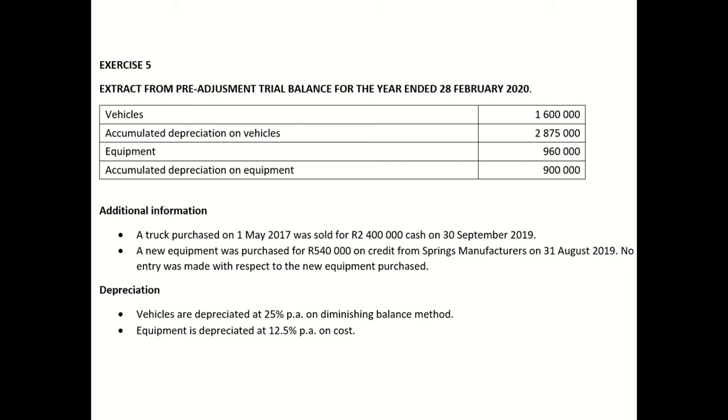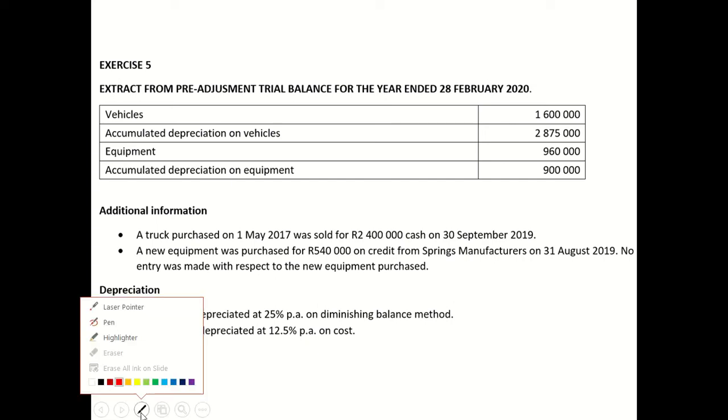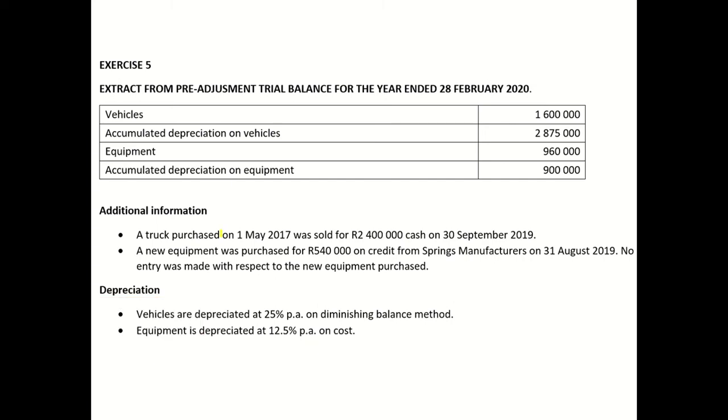Under additional information, it says truck purchased on the 1st of May 2017. Highlight the 1st of May 2017. It was purchased on the 1st of May 2017. Now, draw the 2018 financial year. You'll realize that the 2018 financial year starts on the 1st of March 2017 and then it ends on the 28th of Feb 2018, meaning that this asset was purchased 2 months into the financial year, which is March, April. So basically it was purchased on the 1st of May, which is 2 months into the financial year.